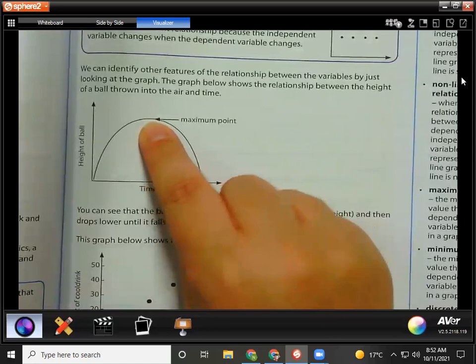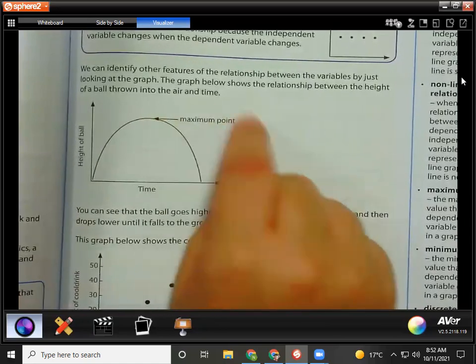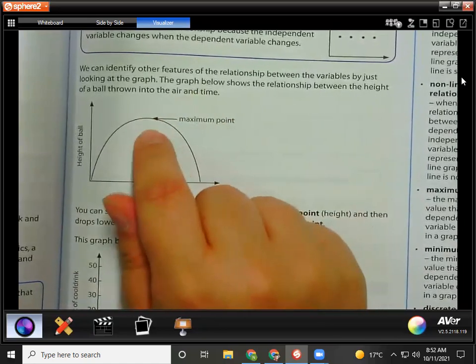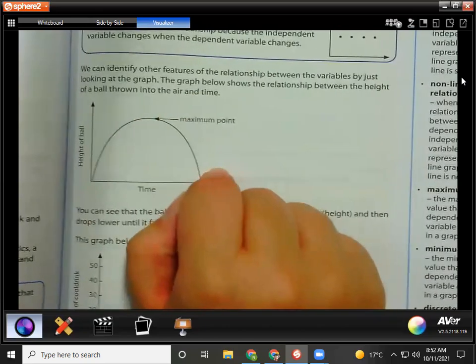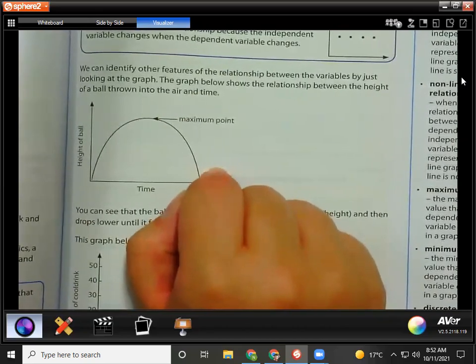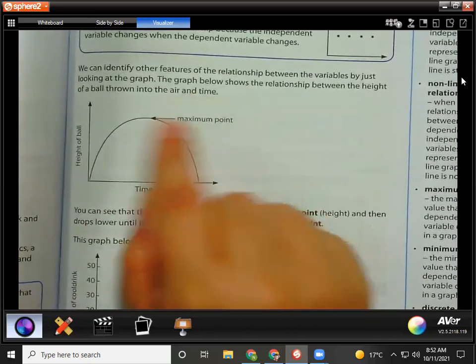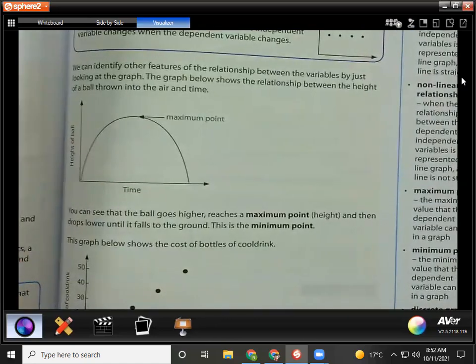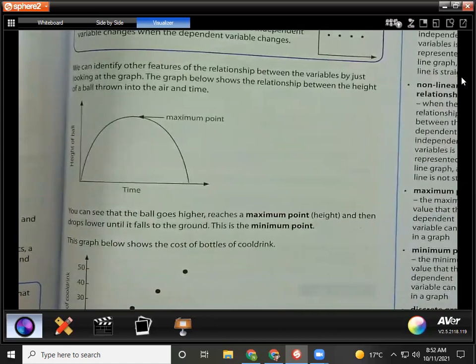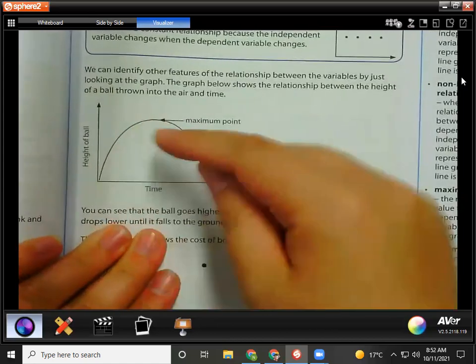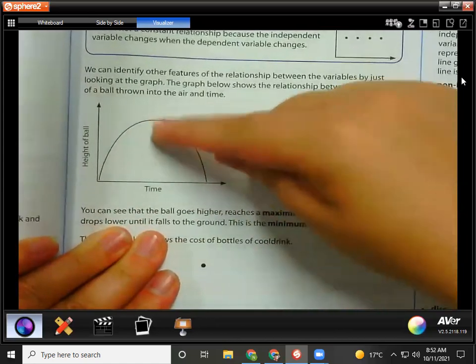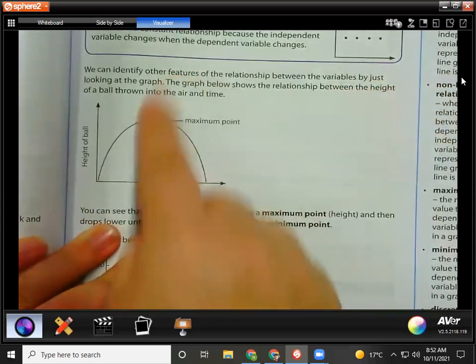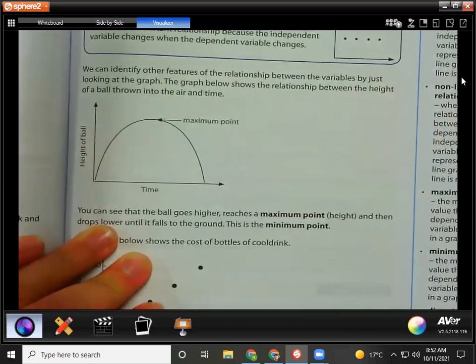In further years from grade 10 onwards, we are going to call this a turning point. Okay, does that make sense? Because it's literally turning. The graph is literally turning there. But for now, we'll just call it a maximum point. And guys, if they're asking you for the maximum point, it's not a trick question. You are going to look at your graph. Where is the highest point on the graph? That is going to be the maximum point.